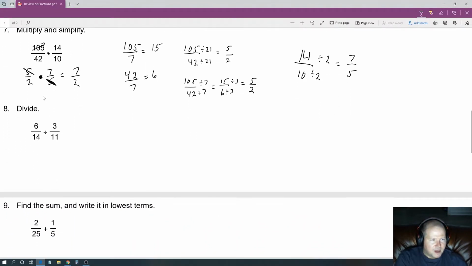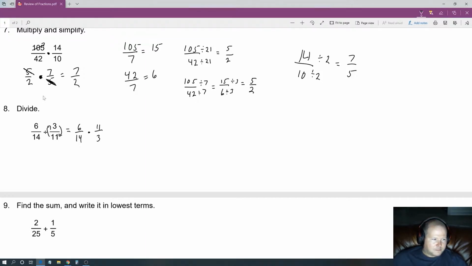Okay, so let's try the next one. Whenever you're dividing a fraction by a fraction, the first thing is you keep the first fraction, right? And you multiply it by the reciprocal, which means we flip the second fraction, so we have an 11 over a 3.